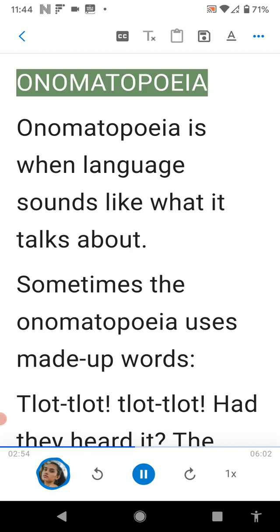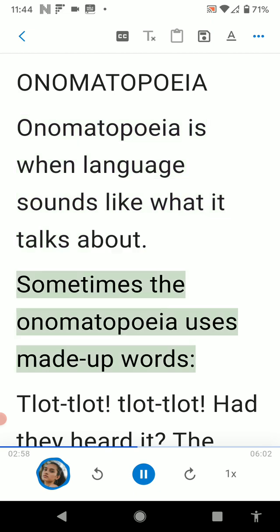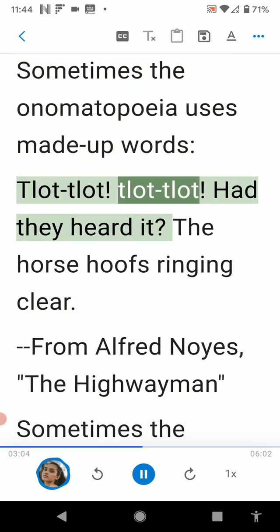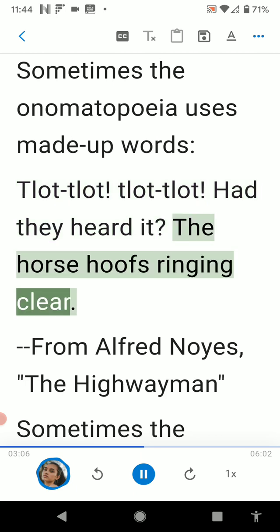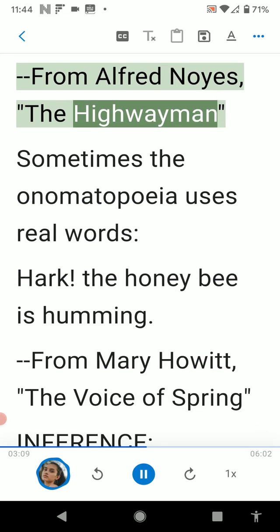Onomatopoeia. Onomatopoeia is when language sounds like what it talks about. Sometimes the onomatopoeia uses made-up words. Tlot tlot. Tlot tlot. Had they heard it? The horse hoofs ringing clear. From Alfred Noyes, The Highwayman.